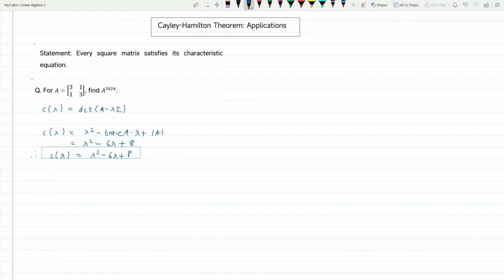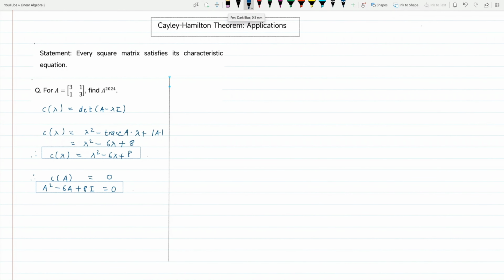Now let us apply the Cayley-Hamilton theorem. As per the statement, A satisfies its own characteristic equation. It means that C(A) will be 0, where 0 is the zero matrix of order 2, that is A² − 6A + 8I = 0.